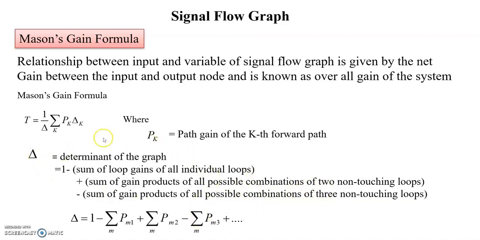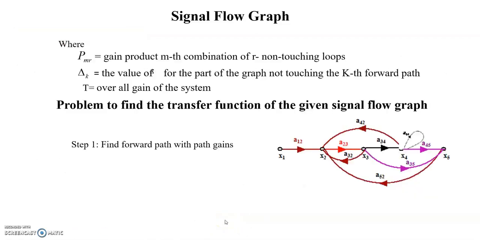So this is delta. Okay. Next, you substitute delta is equal to 1 minus summation Pm1 plus summation Pm2 minus summation Pm3, like this. The sign will be alternated. Where Pm is the gain product of the mth combination of non-touching loops. Delta k is the value for the part of the graph not touching the kth forward path, where T is the overall gain of the system.